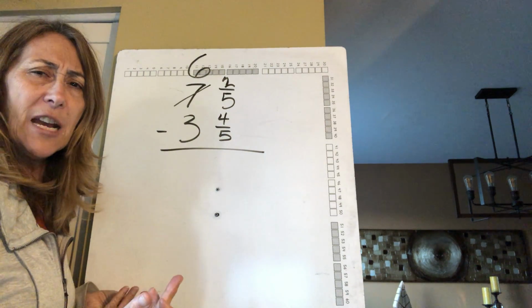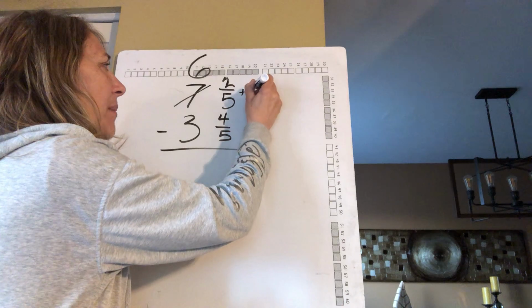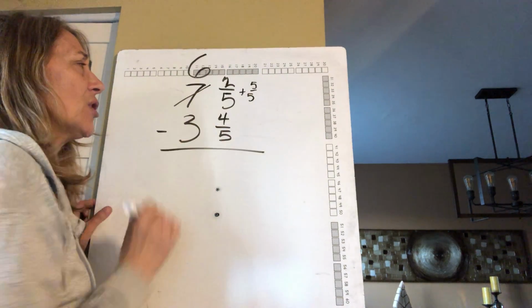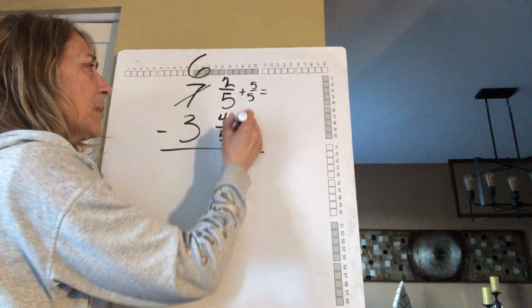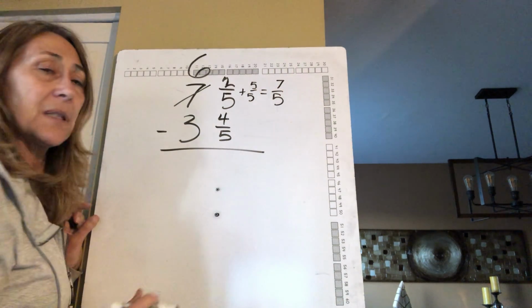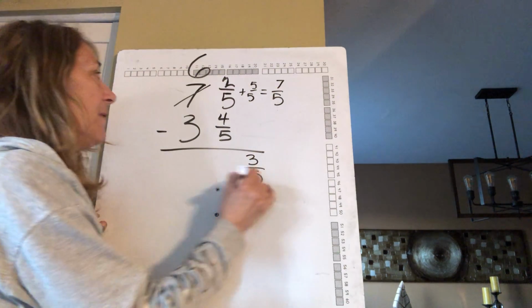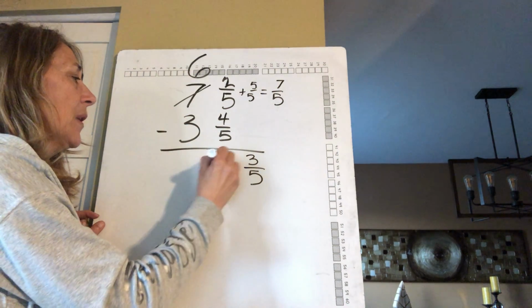My bottom denominator is 5. It tells me 5 pieces to make a whole. So I'm going to add my whole onto the 2/5. 2/5 plus 5/5 equals 7/5. 7/5 minus 4/5, 3/5. 6 minus 3 are 3.